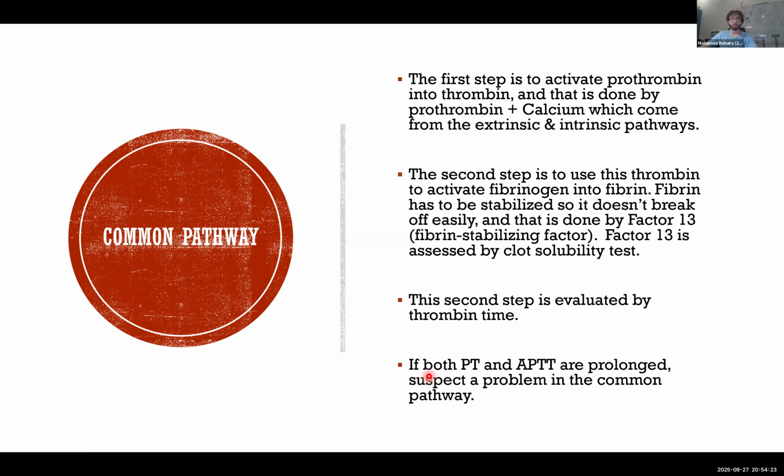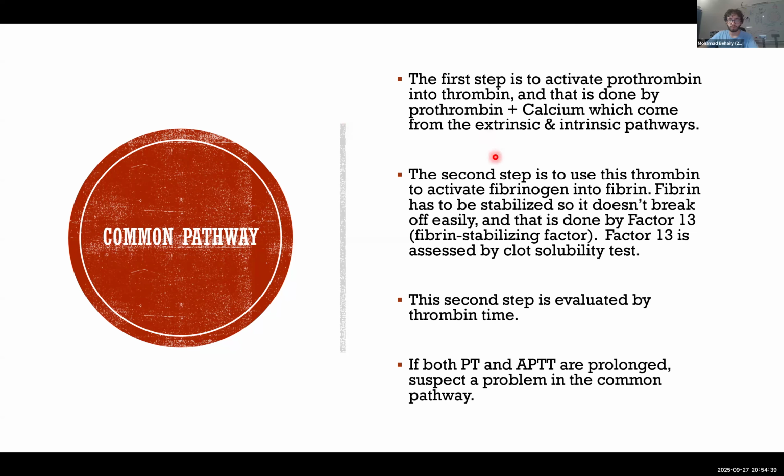By the way, guys, if both PT and APTT are prolonged, the problem is in the common pathway. Thromboplastin plus factor 10 plus factor 5 plus calcium turns prothrombin into thrombin, and this step is in the common pathway. Can you re-explain this?